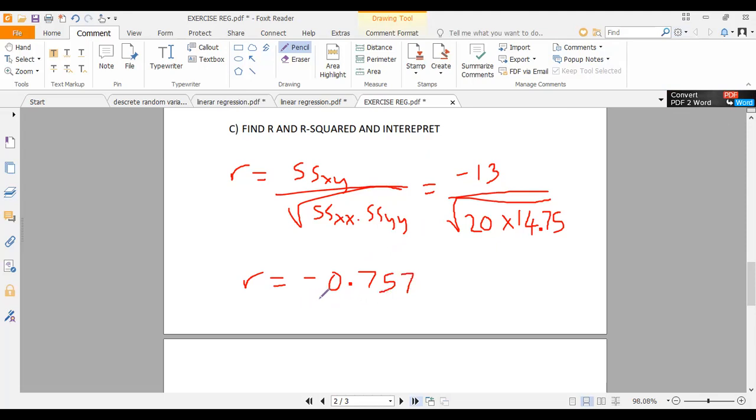Okay. So this means there's a negative relationship because we've gotten a negative. How about if you square it? It's called the coefficient of determination. What are we getting? 0.573. Okay, what does this mean?